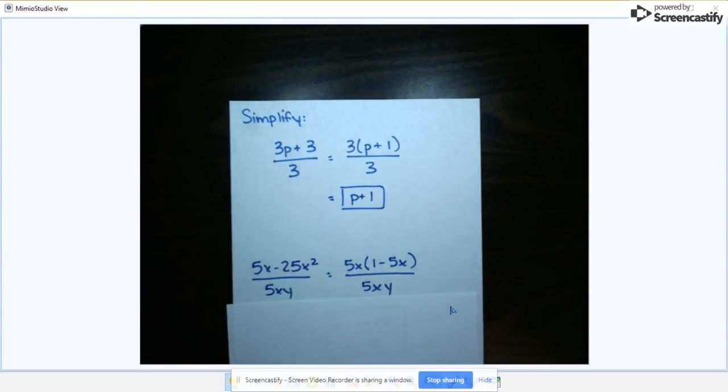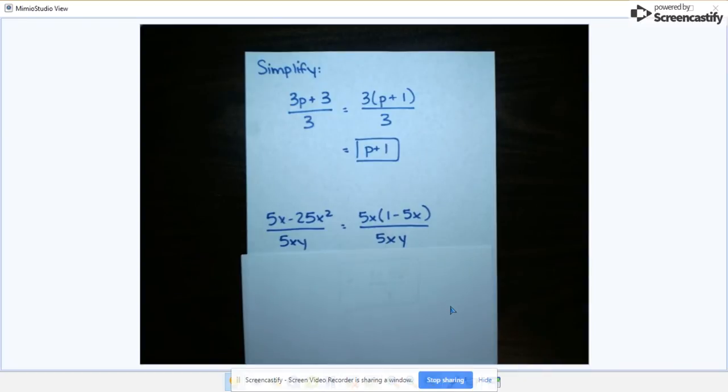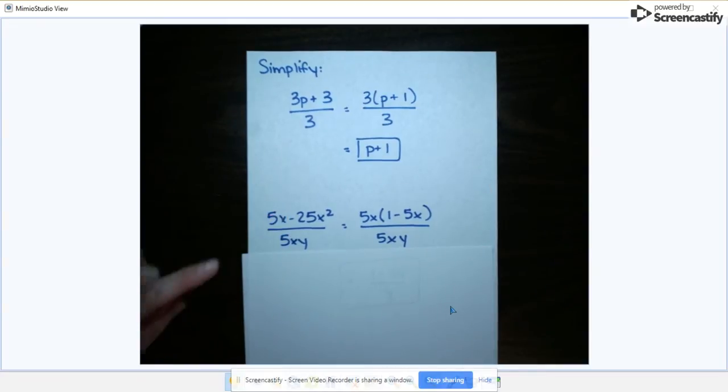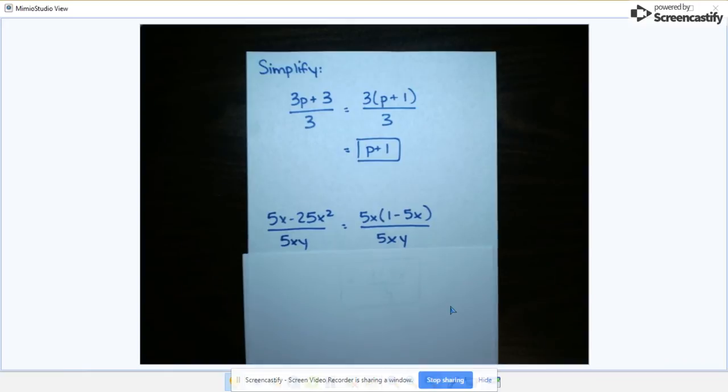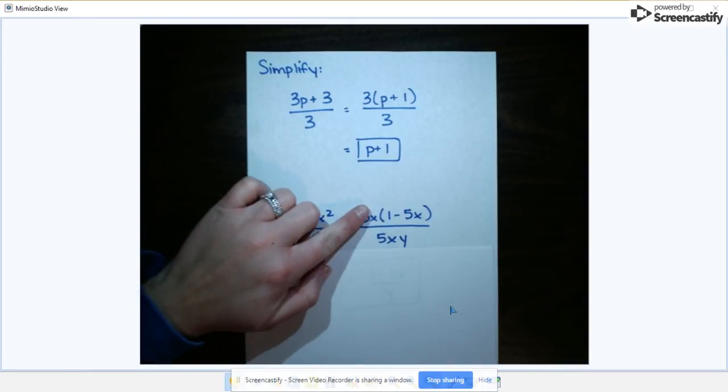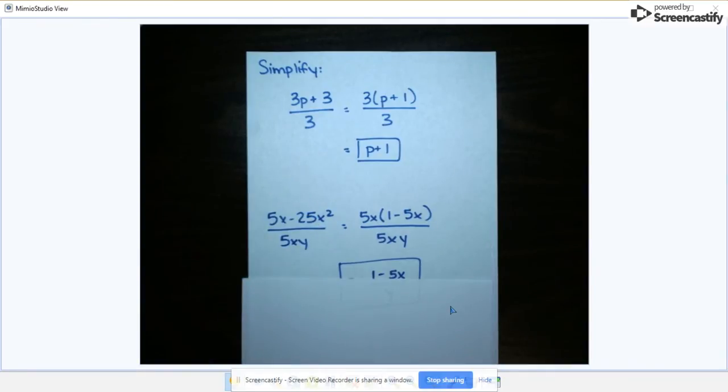One more, 25x minus 25x squared over 5xy. You look at the top first, so you can take a 5x from each term. Leaves you with 5x times 1 minus 5x, and then divide by 5xy. So you notice here your 5x's would cancel, leaving you with 1 minus 5x over y.